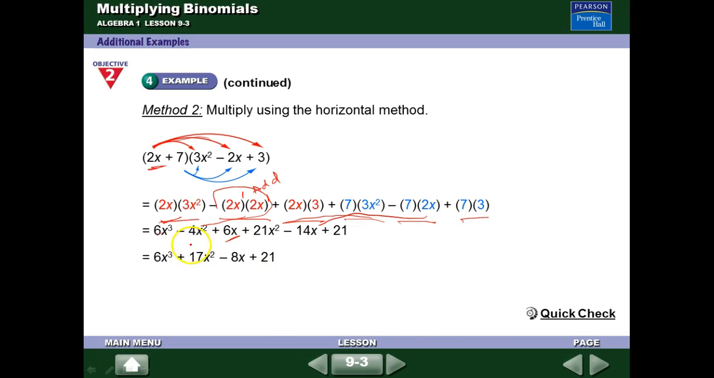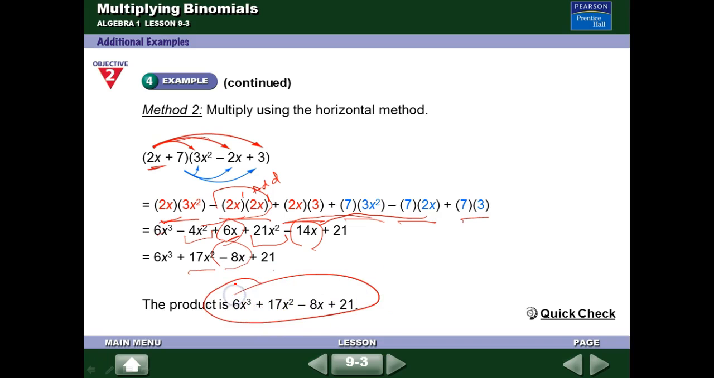Then we continue to combine like terms. Here's an x squared, here's an x squared. You get 17x squared. 6x and negative 14x, so you're going to get a negative 8x, plus 21. So this is that simplified answer. The product here, when you multiplied the trinomial with the binomial, is right here.